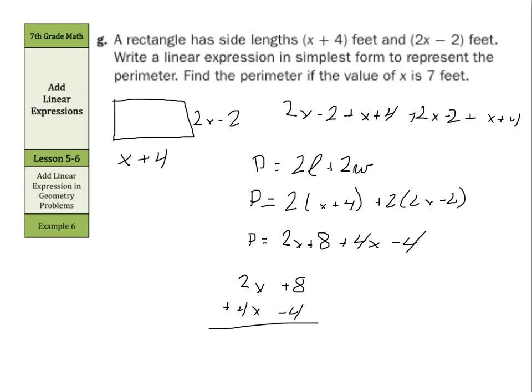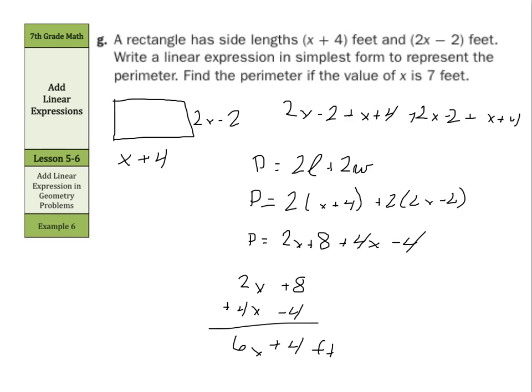Well, 8 plus a negative 4 is 4. And 2x plus 4x is 6x plus 4. And that's our simplified expression, 6x plus 4 feet.